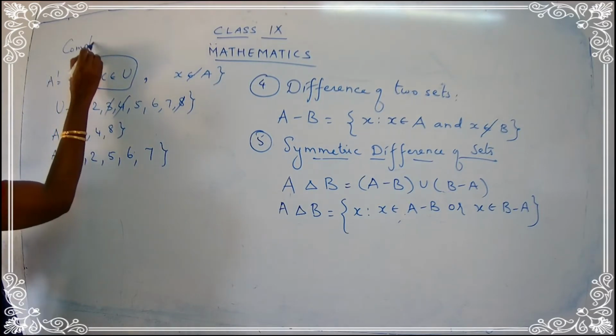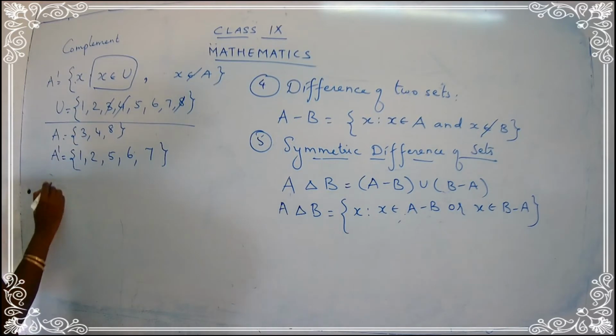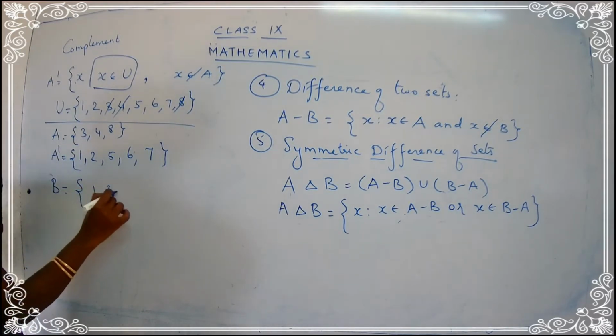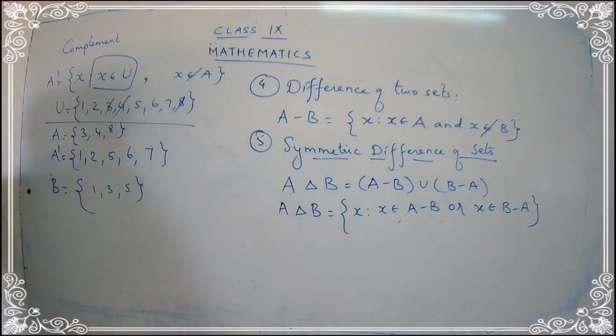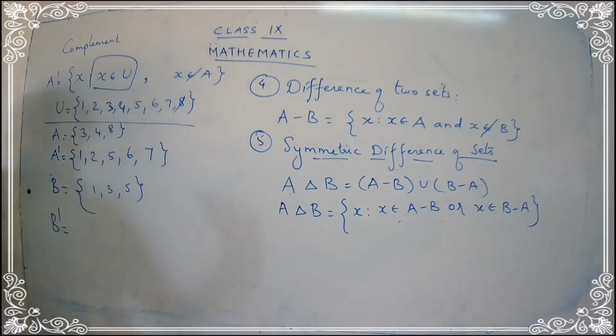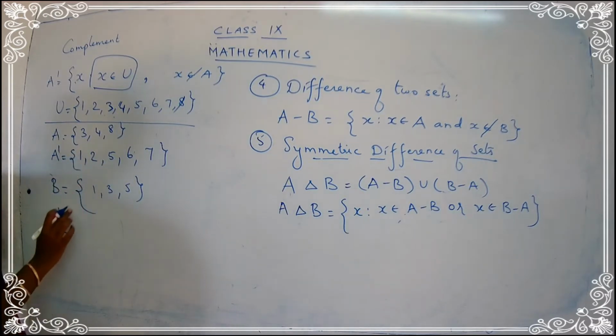Yes, children? Let me give you one more example. I'll just take the same universal set. I'll take B as 1, 3, 5. Okay, children? What is B here? 1, 3, 5. Now I want to find out B dash. What is the meaning of B dash? Not B. That means I don't want B. So you can just write this as U minus B.